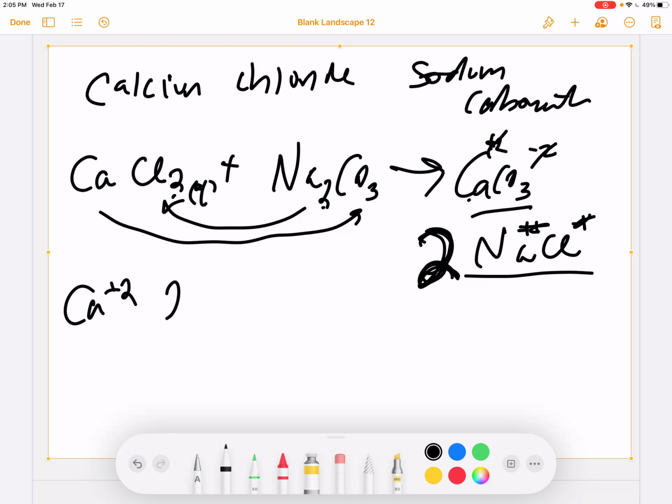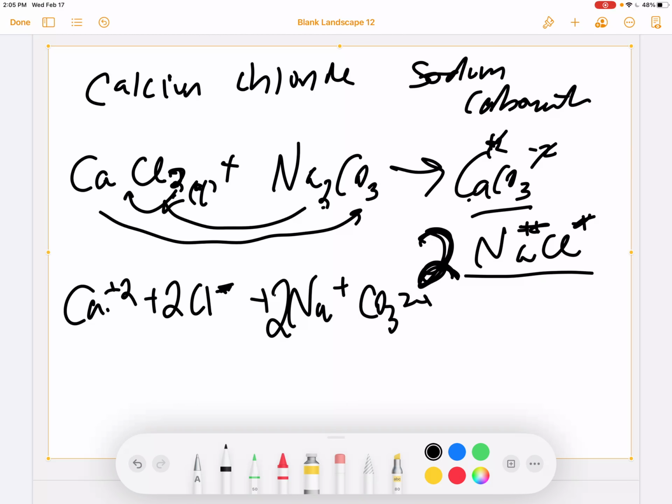Ca has a charge of positive 2. You have 2 Cl, the 2 goes to the front, charge minus 1 stays over there. Plus 2Na plus, because we have 2 of them, and CO3 2 minus. On the other side, first we have to check which one is the precipitate, because we can't just split them both up. From common knowledge, we know NaCl is always ionic, so we can split it and assume that CaCO3 is the precipitate, but let's make sure. CO3 is not soluble except when bound to a few things, but it's not bound to those things, so it is going to be insoluble.